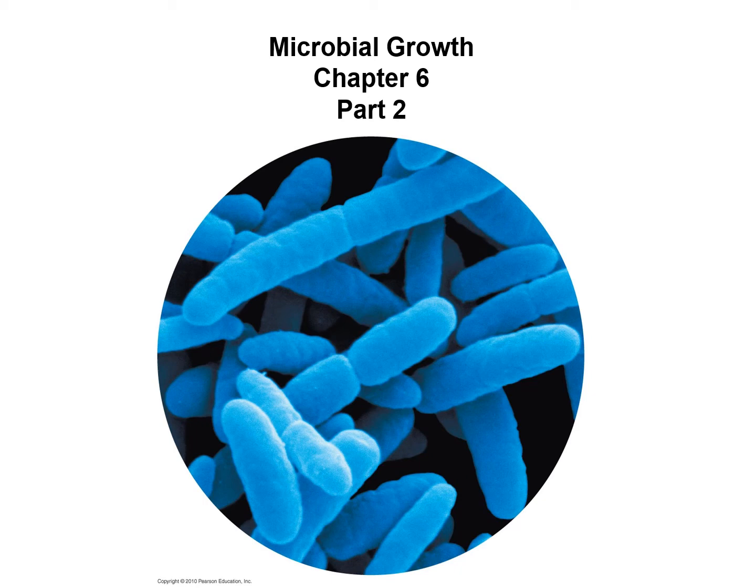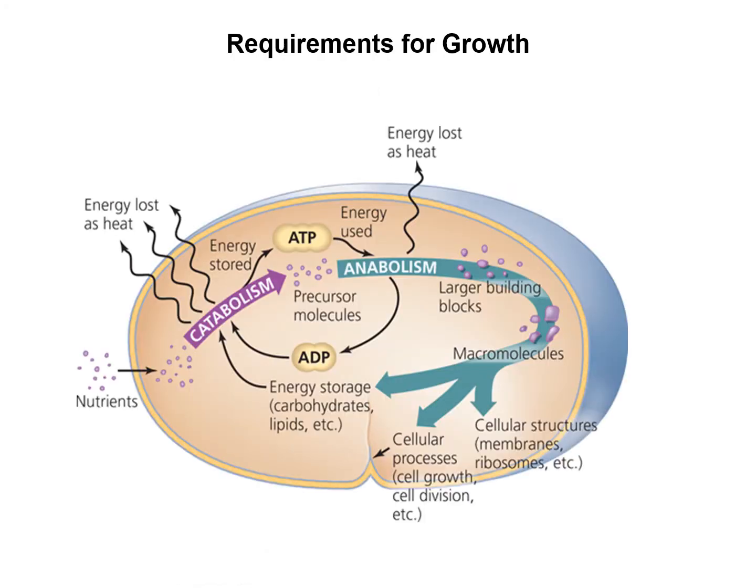This is the lecture for Chapter 6, Microbial Growth, Part 2. The focus for this chapter is on the requirements for microbial growth. And what we mean by microbial growth is having the cells grow and go through cell division.